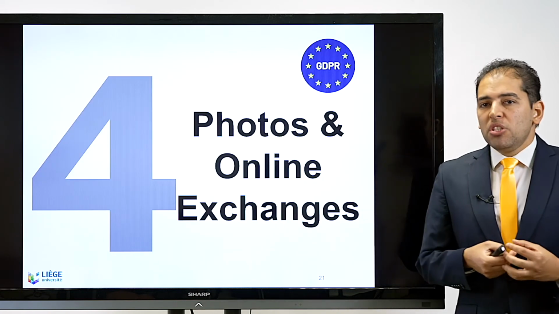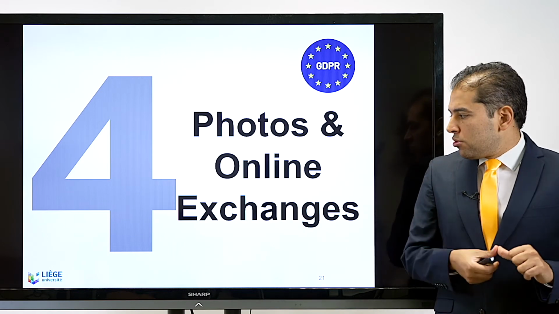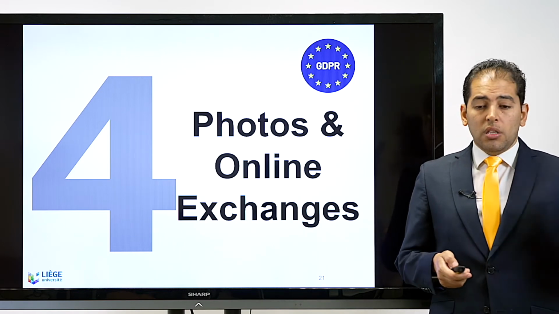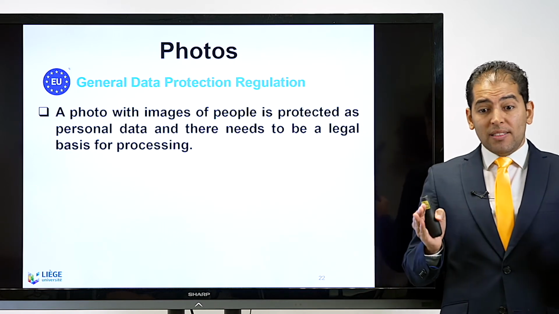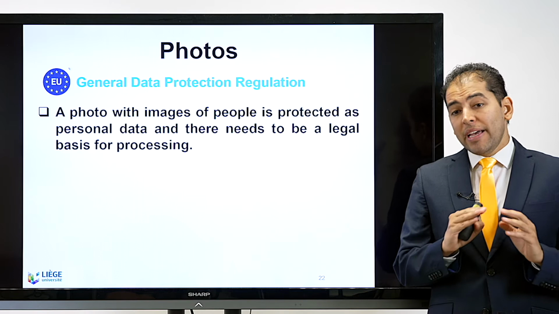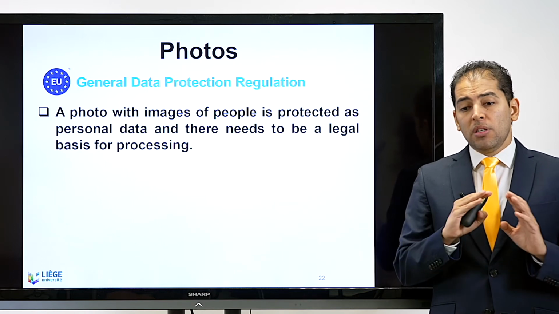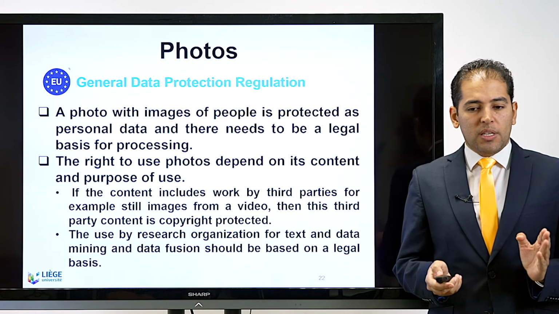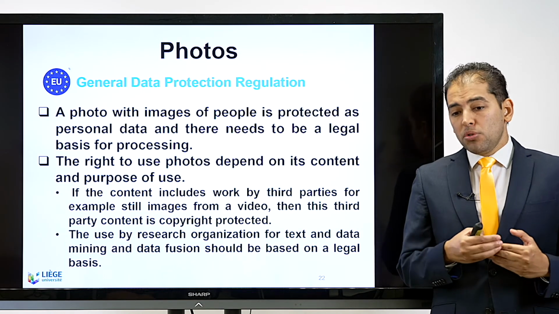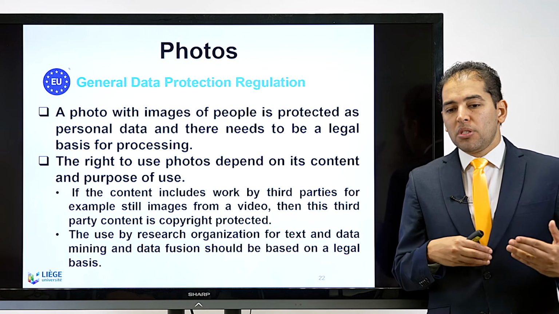Now, as part of the GDPR, what should we do with photos and online exchanges? Another sensitive topic. A photo with images of people is protected as personal data, and there should be a legal basis for processing this picture. The right to use photos depends on its content and purpose of use.